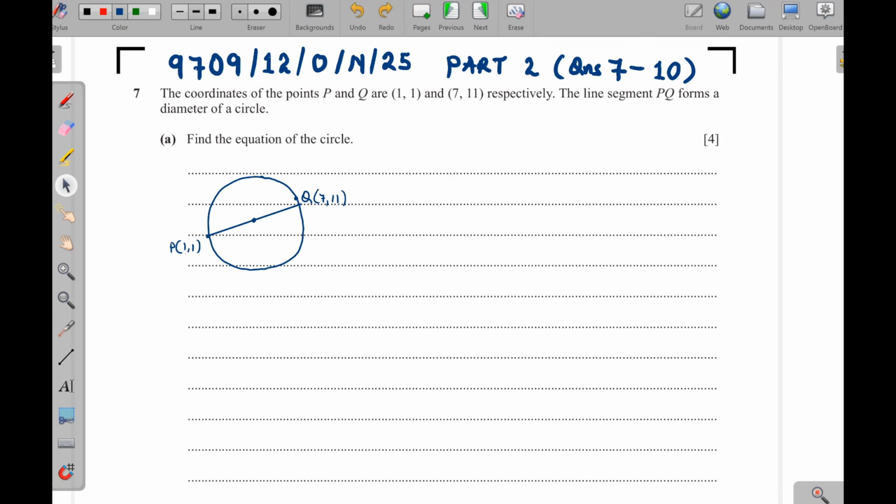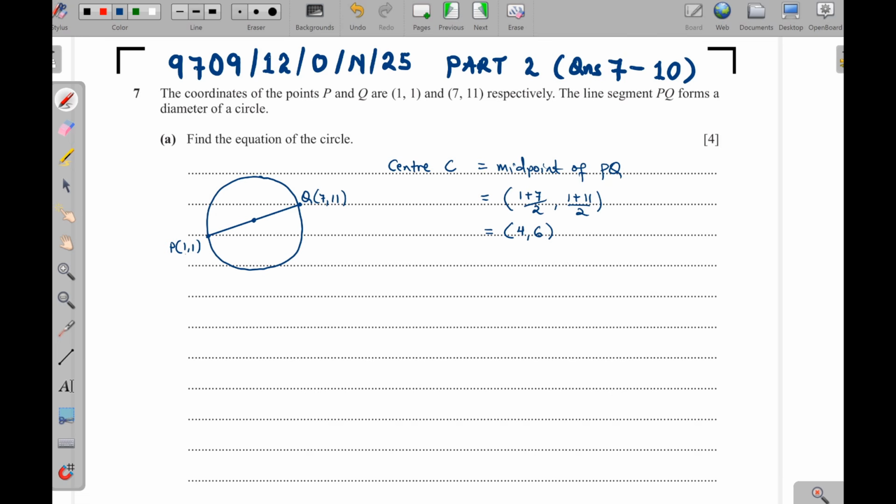So that means the center has to be the midpoint of the two, okay? So the center, I can call it C, will be equal to the midpoint of PQ. So we get the average of the x points, that is (1 plus 7) over 2, and then the average of the y coordinates, (1 plus 11) over 2. This one will give us a 4, and then this one will give us a 6, okay?